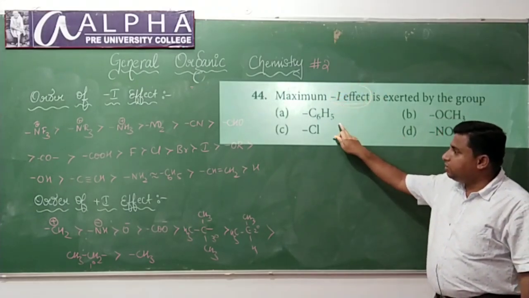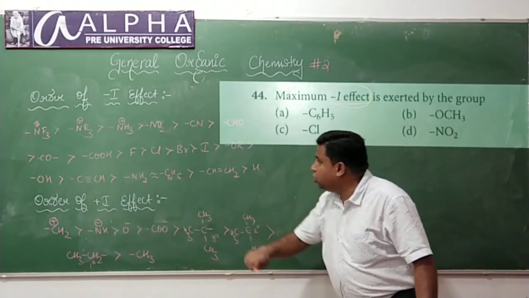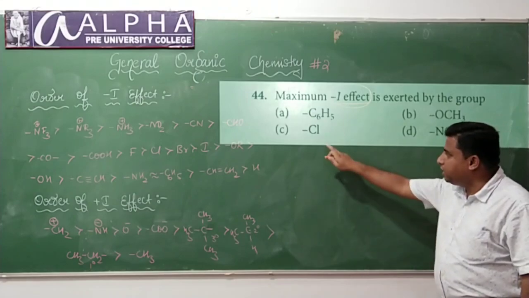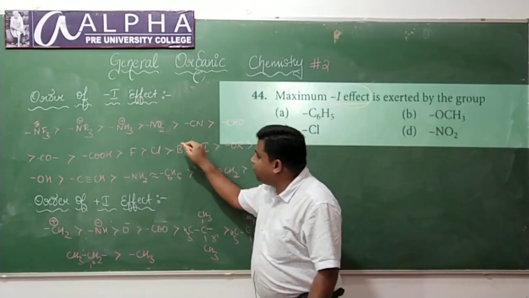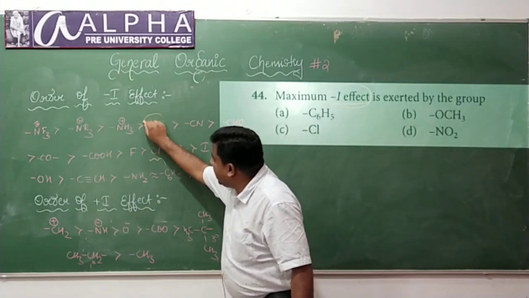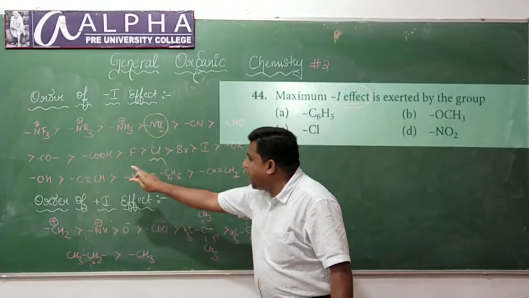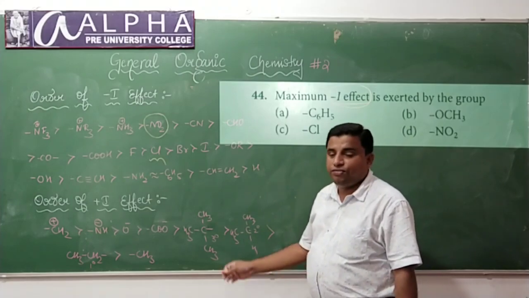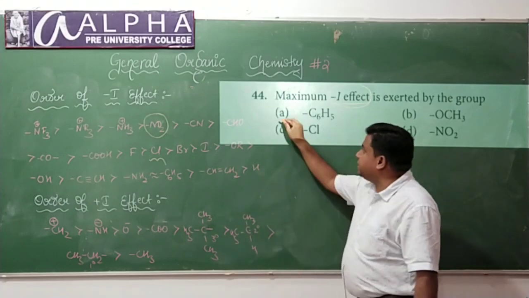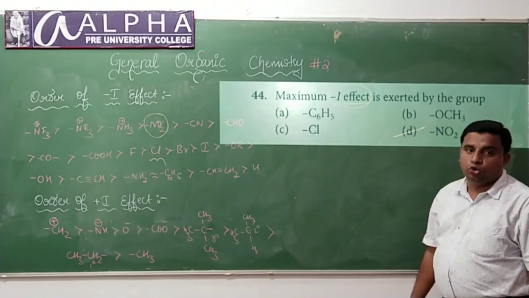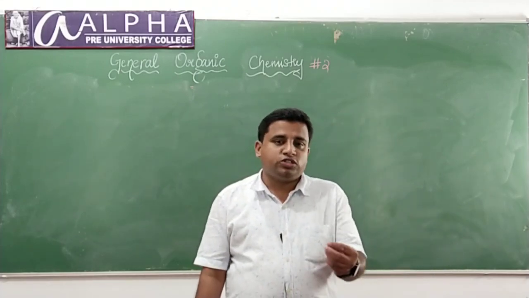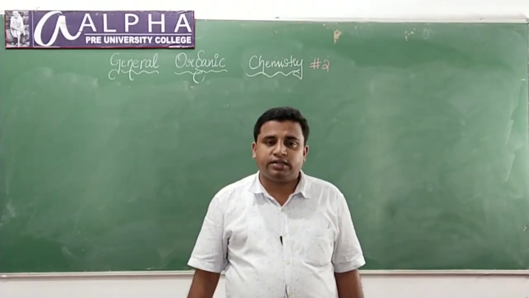Is it phenyl, C6H5? No. Is it OCH3? We will think about OCH3 later. Is it Cl? Cl comes somewhere here. Is it NO2? Yes, NO2 will exhibit maximum negative inductive effect when compared to Cl and when compared to phenyl, isn't it? So what is the correct answer? The correct answer is NO2. Clear? Yes. So we solved the most typical questions on inductive effect.